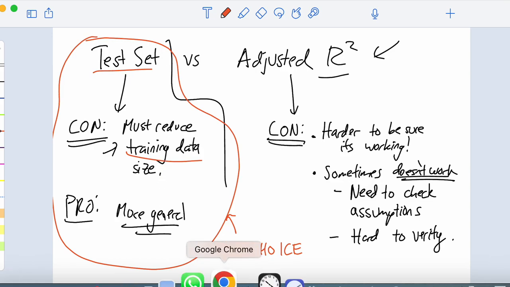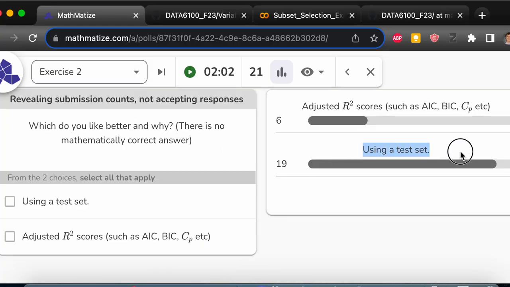Okay. Any other questions or comments about that? It seems like you guys are on board with that since almost everybody chose the test set.